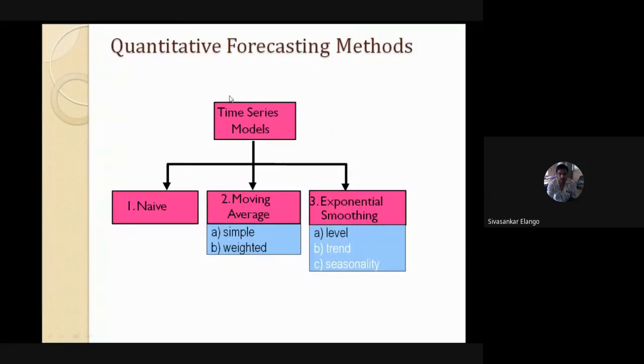Right, so these are the different quantitative methods for forecasting in time series analysis. We have 3 major components. One is the naive method, the other is moving averages, which may be simple moving averages or weighted moving averages, and then we have exponential smoothing. These are the basic techniques for computing forecasts in time series analysis.